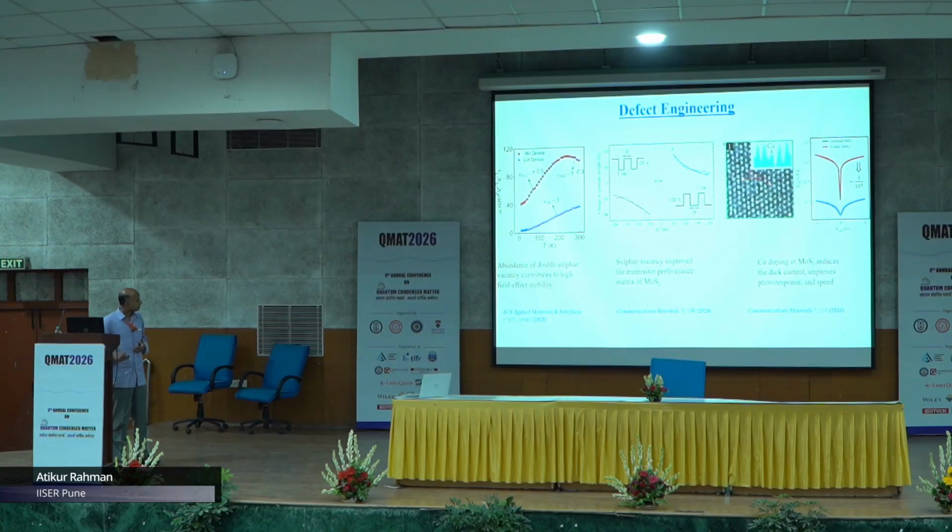And very recently, we figured out a way to dope copper in these MoS2 samples. It's called morphotaxial doping. It basically keeps the structure the same and replaces some Mo atoms with copper, and that improves the photoresponse significantly. We are now using them for memristor applications, and they show very promising results.